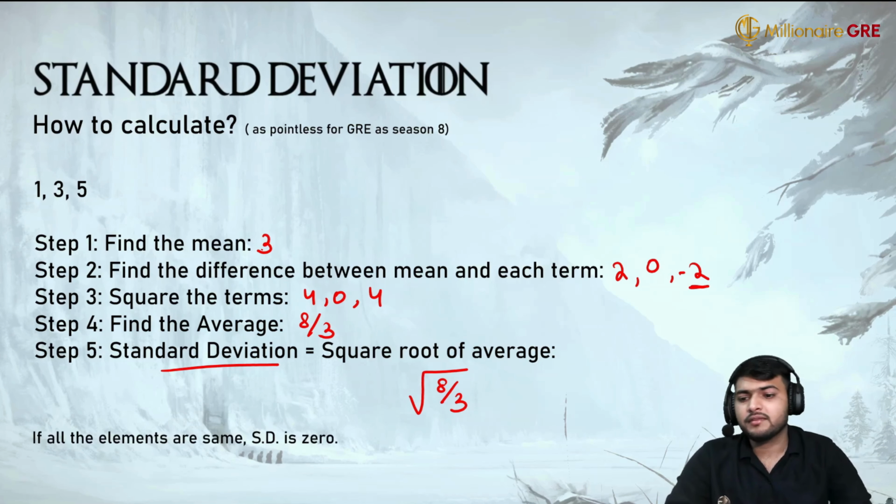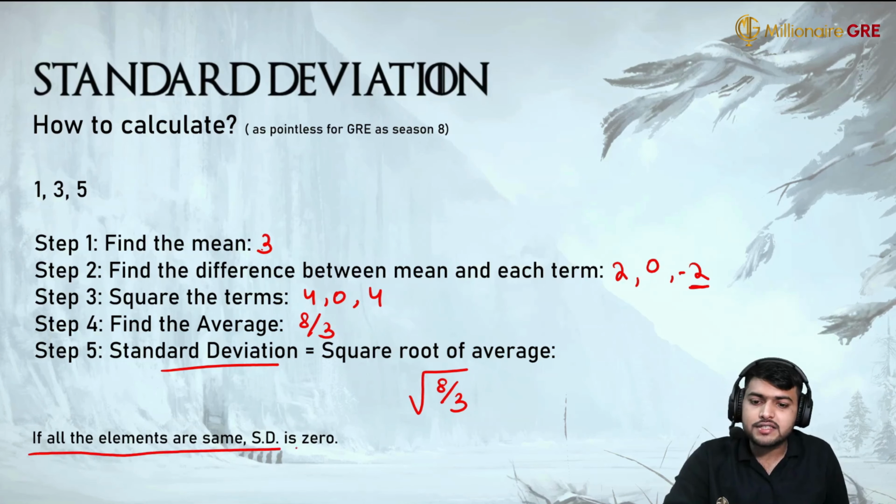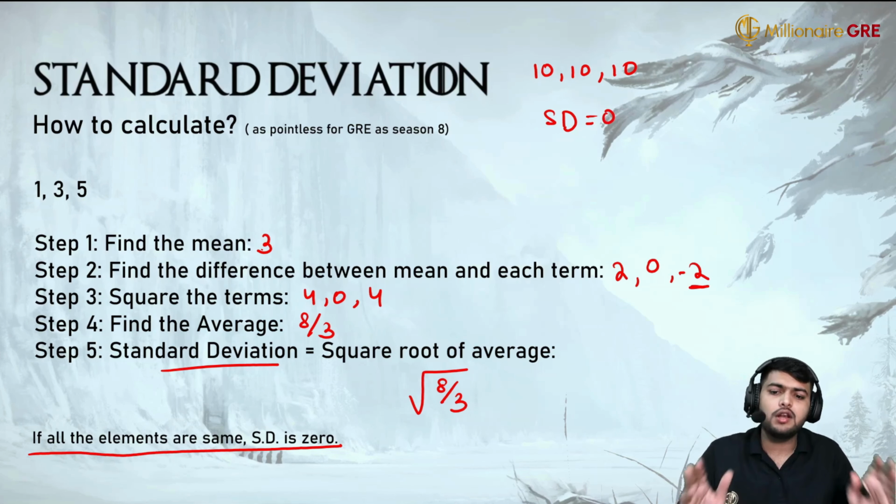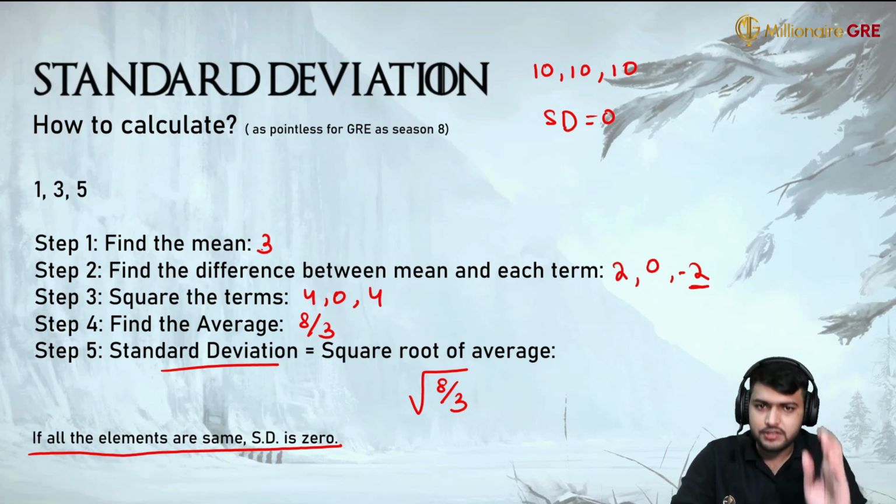One more thing, if all the elements are same, standard deviation is 0. This means if all the terms are 10, 10, 10, standard deviation is 0. If all the terms are equal, standard deviation of that list is 0.